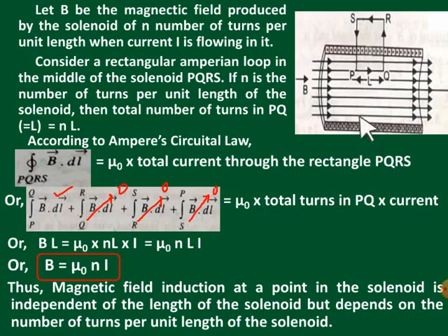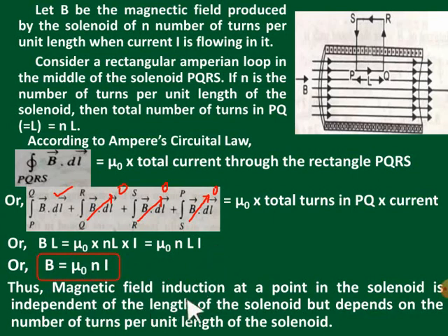So it will be mu naught times the total number of turns here, and if I is the current flowing through one turn, how many turns are there? If there are n turns per unit length, then the total number of turns will be n times L. So capital N, the total number of turns, you can express as n into L. So like that, mu naught n L I. If you cancel this L with this L on this side, you will get the magnetic field B equal to mu naught times n I.